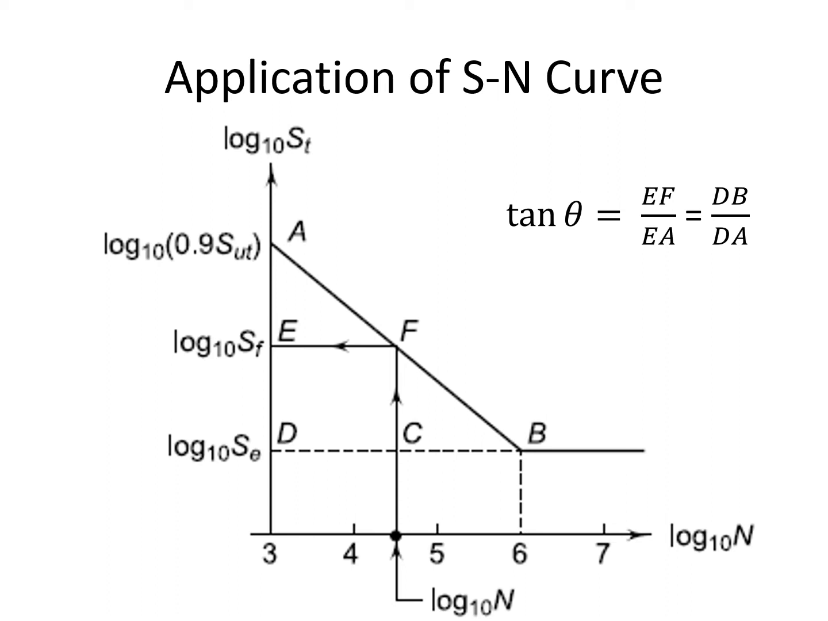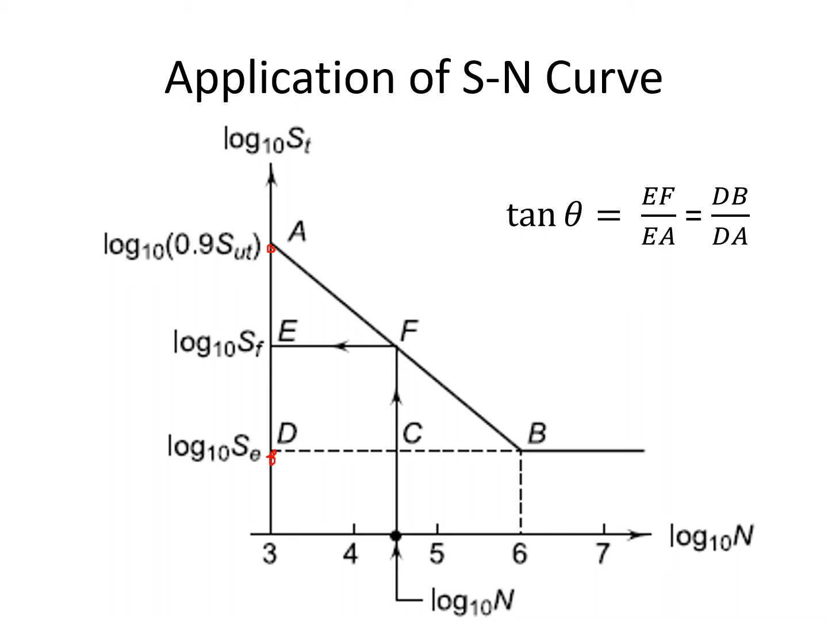So we cannot take the ultimate strength here because this curve is drawn from 10 power 3 cycles. So we have to take a reduced value, meaning a 10% reduction. So we are taking 0.9 times the ultimate strength, and we are taking the log. That value we are pointing here. After that, as we learned in the earlier modules, we will find the endurance limit, and then we will take the log value, then we will plot it here.